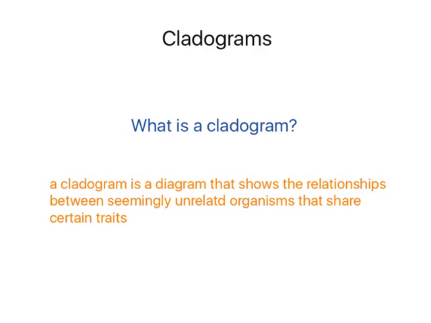In this video, you will learn how to read and analyze cladograms. First of all, what is a cladogram? A cladogram is a diagram that shows the relationships between seemingly unrelated organisms that share certain traits. These shared traits really lead scientists to believe that the organisms may have shared a common ancestor.